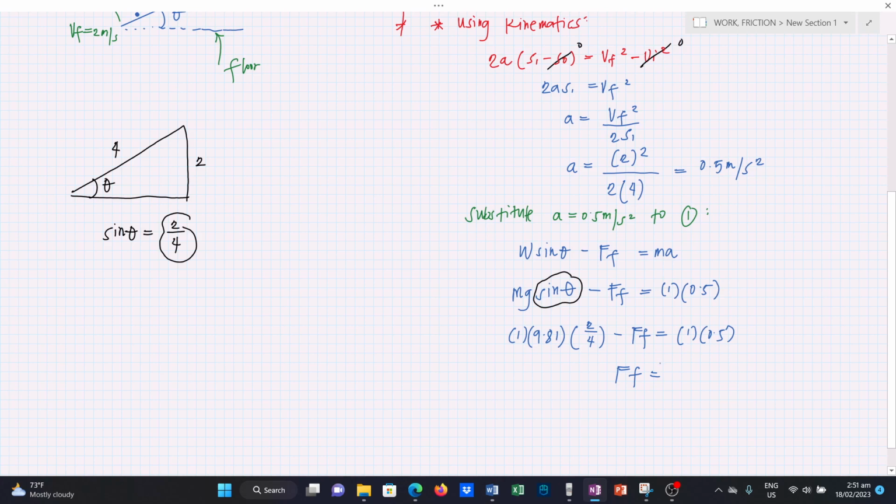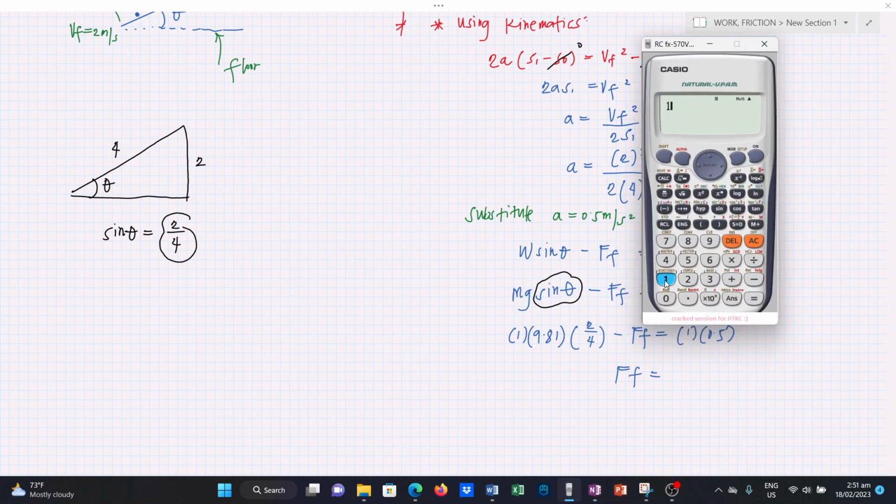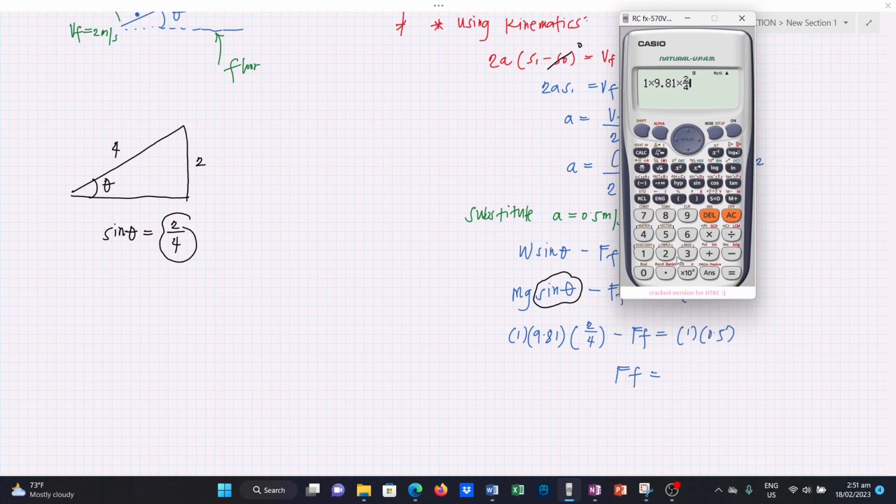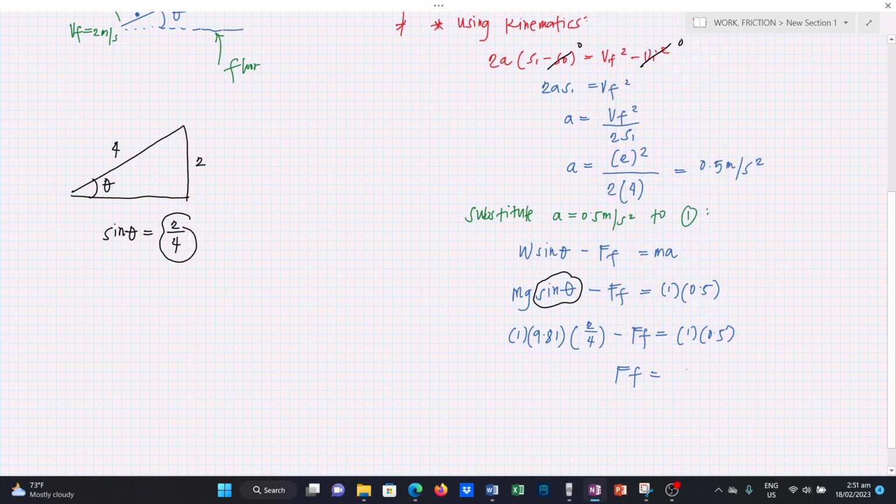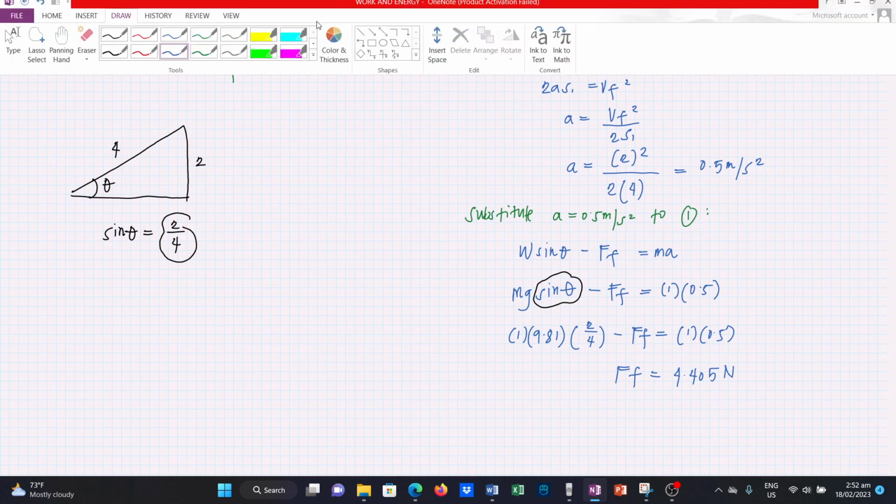So, pag in-input natin yan sa calc, lagay nyo na 1 times 9.81. So, kahit hindi nyo na, class, ilagay na yung 1. Understood na yun. Over, 2 over 4. Sabi natin, minus, syempre, kung itong frictional force, nilipat natin sa kabila, tapos ito, ililipat natin sa kabila, minus 0.5 na lang to. Therefore, ang frictional force pala natin is 4.405 newtons to. Kasi force yan. Therefore, eto na class yung ating frictional force.